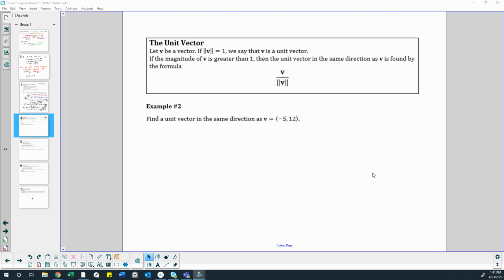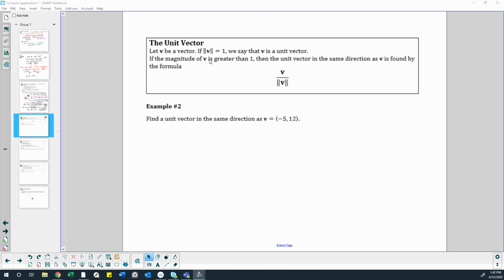Okay, so a unit vector is a vector with a magnitude of 1. The purpose of a unit vector is to just give us the direction of a vector. So if we have some sort of vector that's not unit 1 magnitude, I feel like this should have been a different letter, like maybe a U. Let U be a vector. If the magnitude of U is 1, then we say that U is a unit vector.